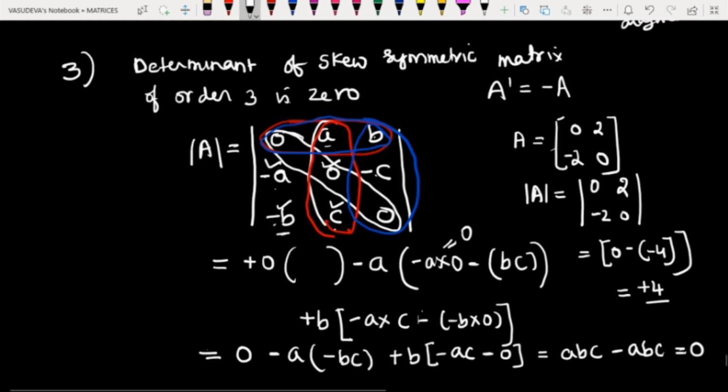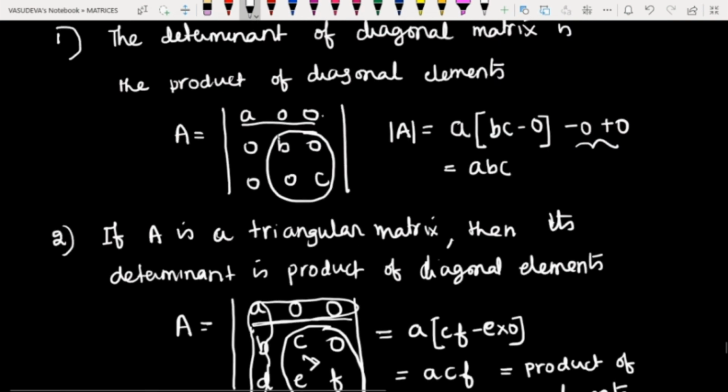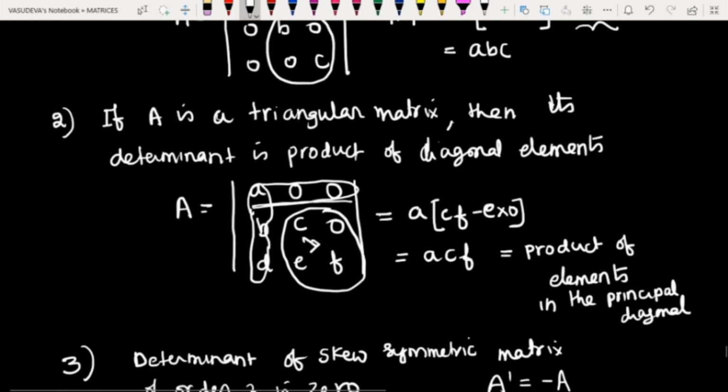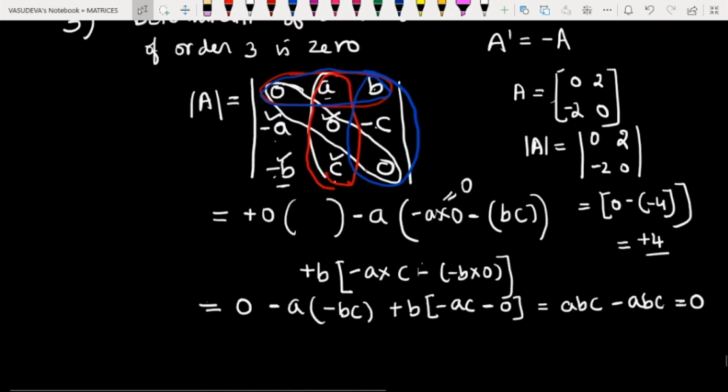Here we have arrived at three conclusions when we evaluated. The determinant of the diagonal matrix is the product of the diagonal elements. If A is a triangular matrix, then its determinant is the product of the diagonal elements, and the determinant of the skew symmetric matrix of order 3 is 0.